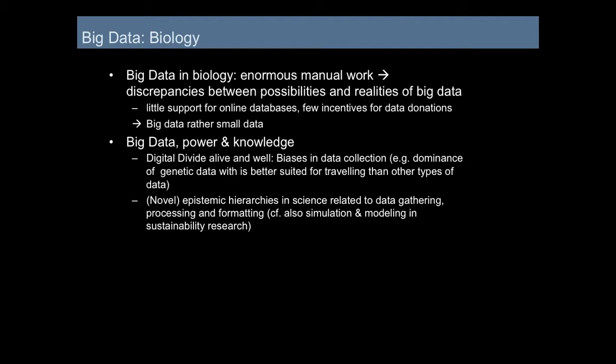What is interesting is that this already tells us a little bit about the relationship between power and knowledge in the realms of big data. Because the digital divide may be alive and well even within biology, because there may be biases in data collection, for instance, through the dominance of genetic data, which is better suited for traveling than other types of data. There may, as a result, be novel epistemic hierarchies in science related to the data gathering, processing, and formatting. And this is also, of course, the case in simulations and modeling and sustainability research, where data that can be fed into the computer have a much higher chance to be considered important or relevant, whereas other types of data, which are more difficult to gather and to format, may lose credence and relevance.